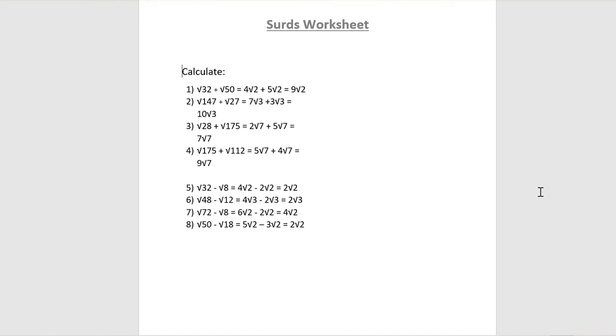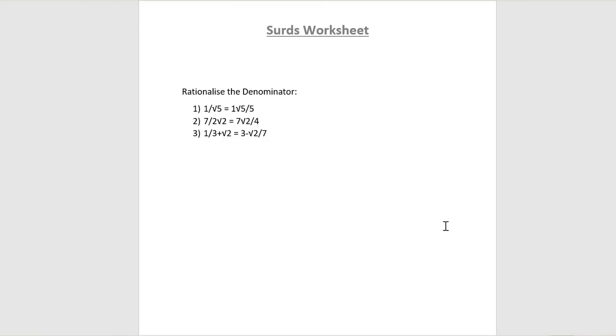Finally, we have root 50 minus root 18. This is equal to 5 root 2 minus 3 root 2. That gives us 2 root 2. Now let's look at rationalize the denominator. We have 1 over root 5. Root 5 times root 5 is what we do to the top and the bottom of the fraction. And therefore, we get 1 root 5. And root 5 times root 5 is 5. So we get the denominator as 5. And remember, the point of rationalizing the denominator is to eliminate the surd.